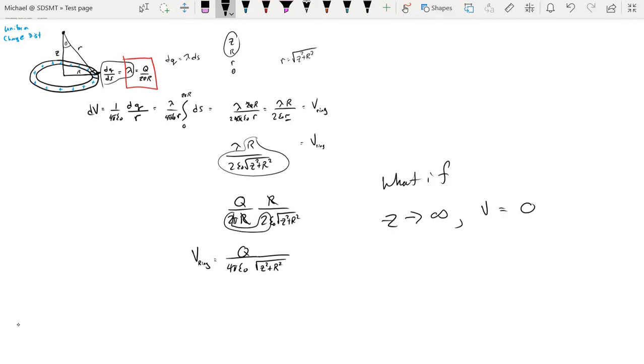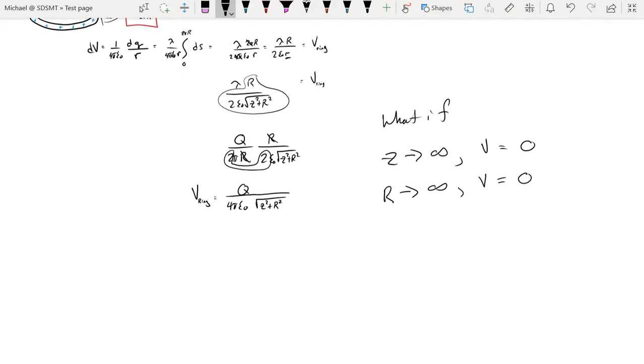So what happens if the radius of the ring goes to infinity? Well, same story. If the radius goes to infinity, then the boundaries of the ring are so far away that you can't register them, and so we get a potential that goes to 0.